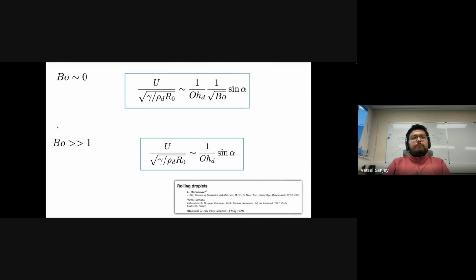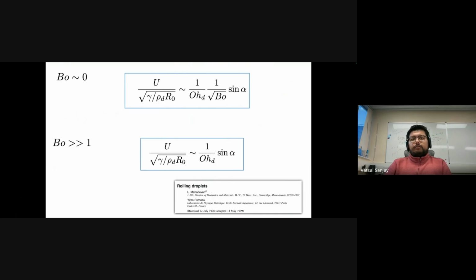Counterintuitively, in the limit of Bond going to much larger than 1, these are the cases where the drop is quite heavy. So the dimensionless weight of the droplet is much larger than 1. And there, the scaling is almost identical, except that the 1 over square root Bond term basically drops out. This you can also see because both in the driving and in the dissipation, both of them scale similarly with the same exponent in Bond, and they cancel out from both sides. As a result, the Bond number basically disappears.